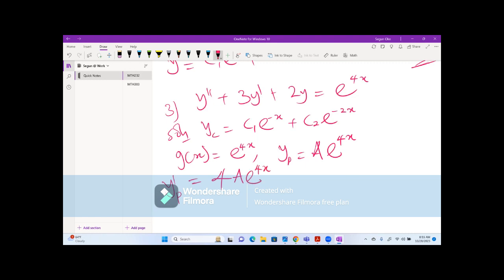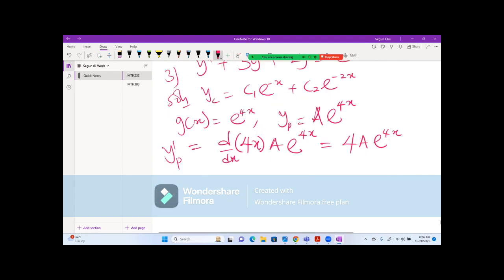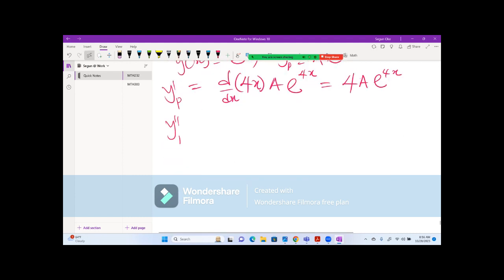4A exponential 4x. You said when you differentiate 4x, you have 3x. Where, bro? 4x. Remember, the differentiation of this simply means d dx of the power. Don't forget, you still have the exponential. You return what you have here. So by the time you do it, it's going to be 4A exponential 4x. That's how you differentiate exponential function. Then y prime prime will be what? Yes, anybody?